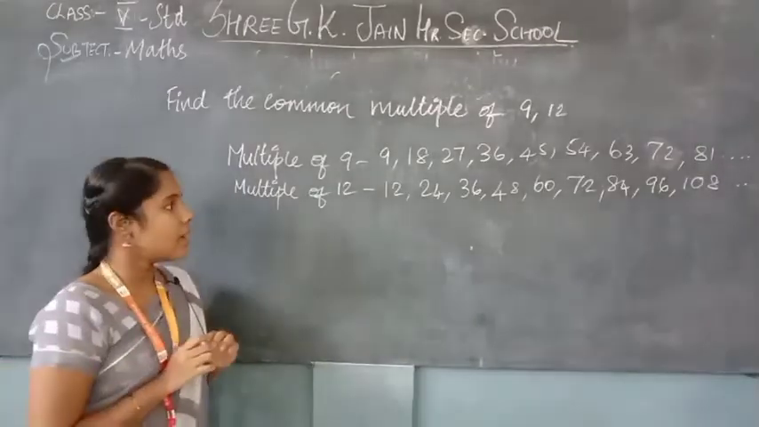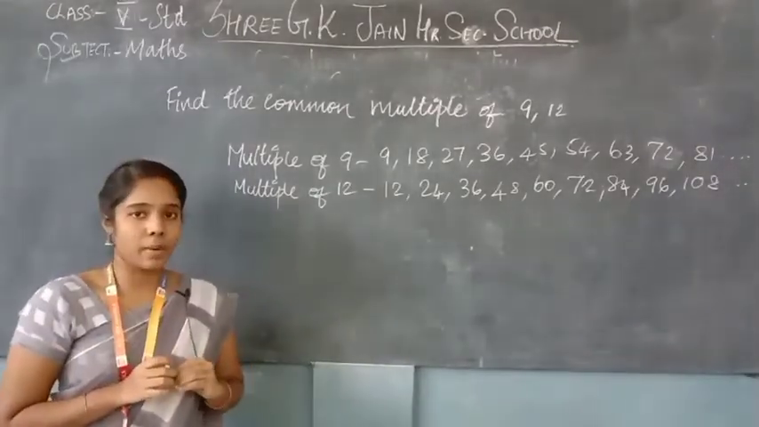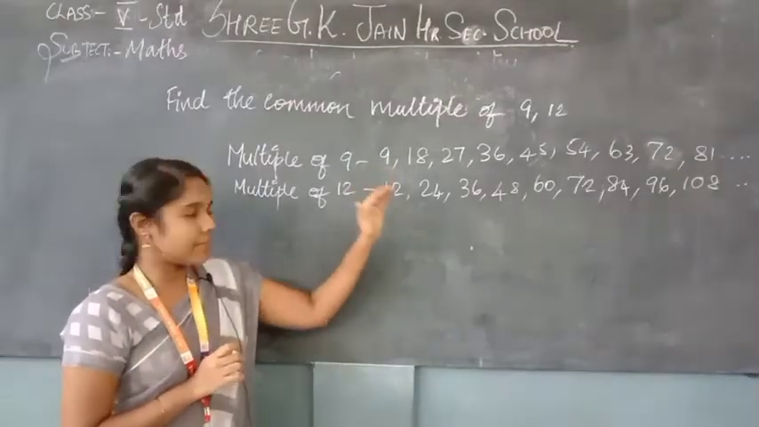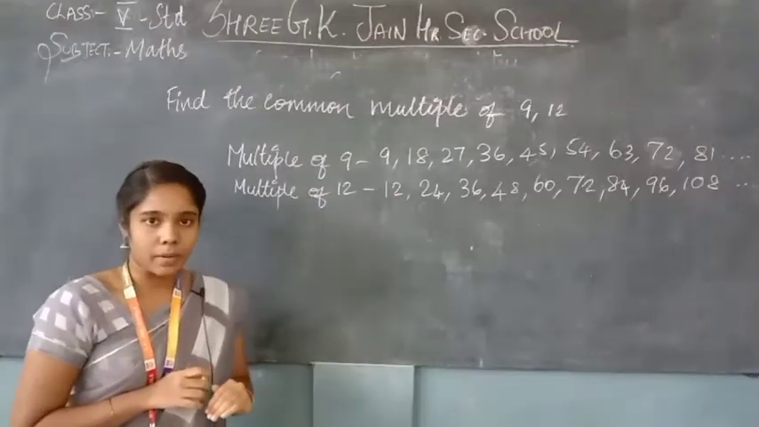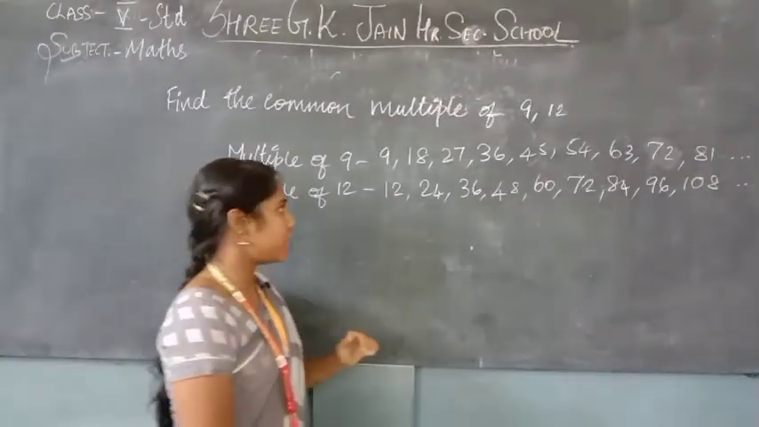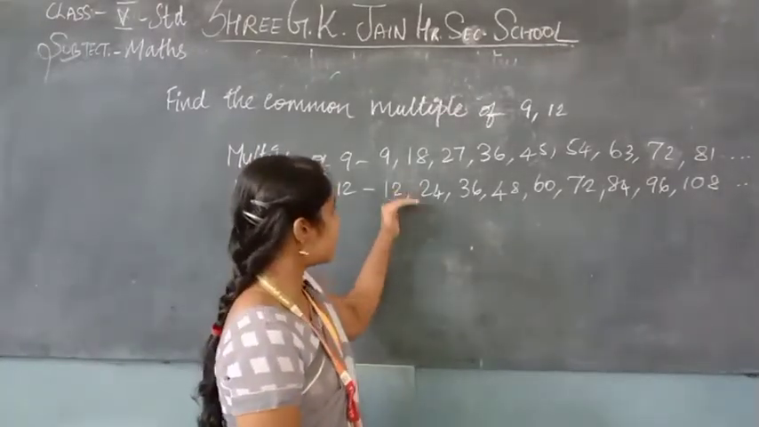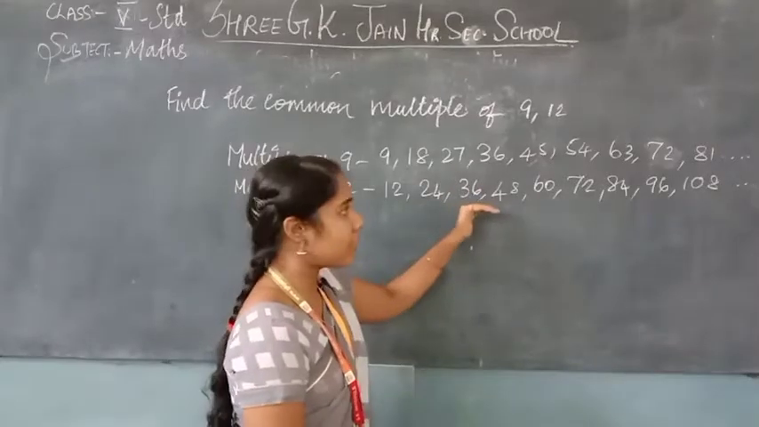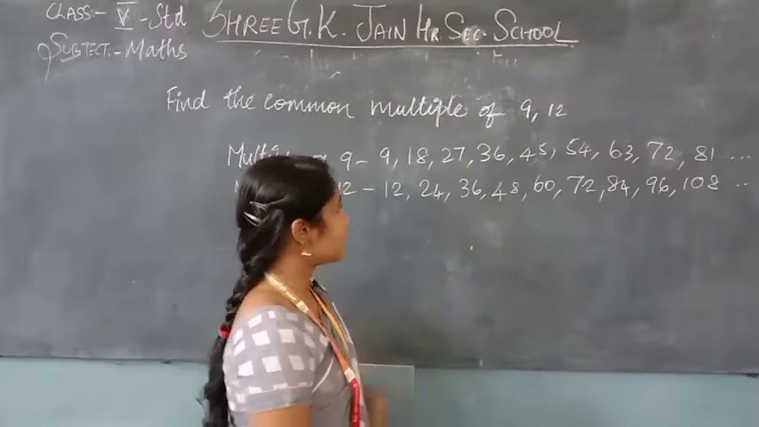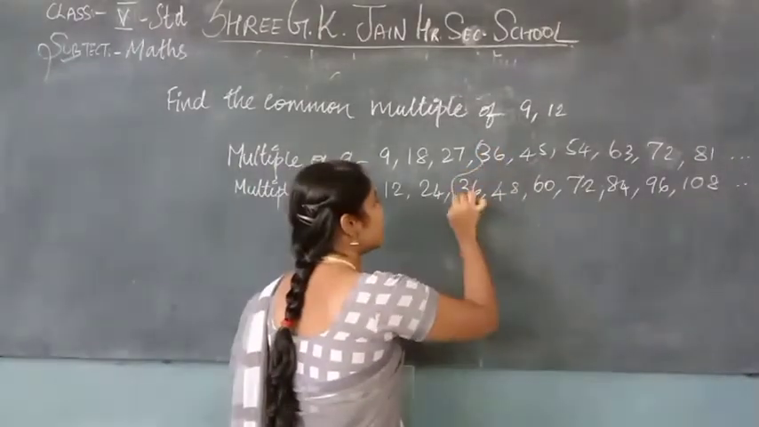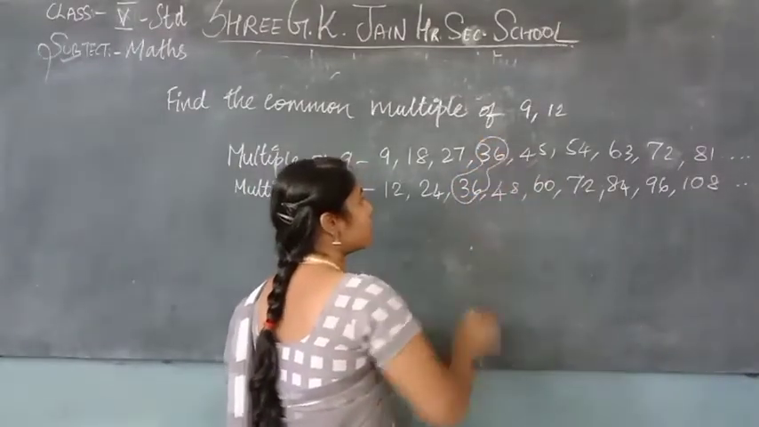If you remember the tables well, you can easily find the multiples of each number. Okay children, now we are going to find the common multiple. We have written the multiples of 9 and 12 separately. So see the common numbers here. 36 is here, right? So the first common multiple is 36.